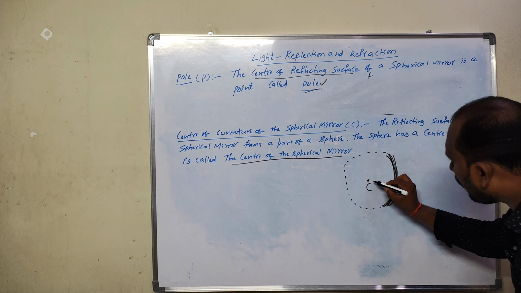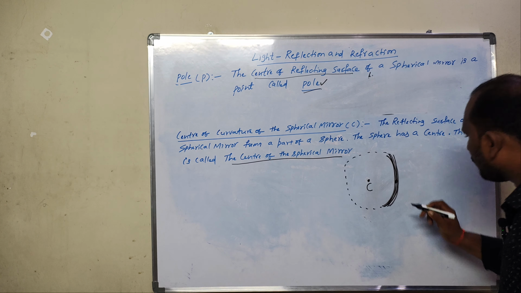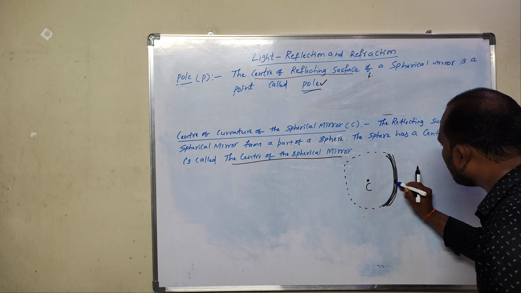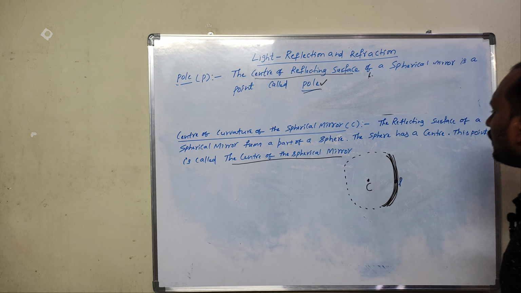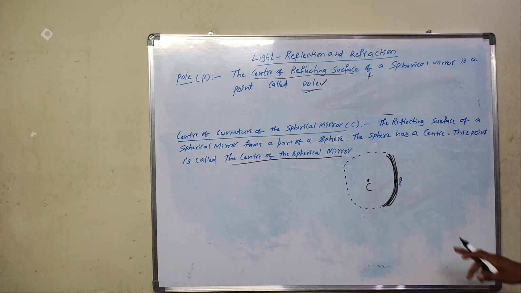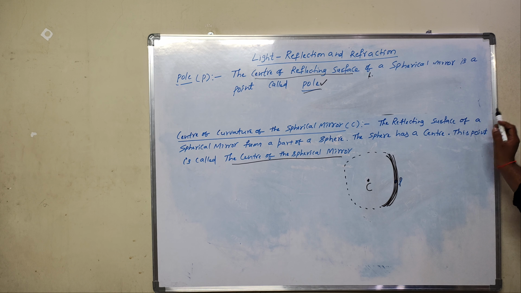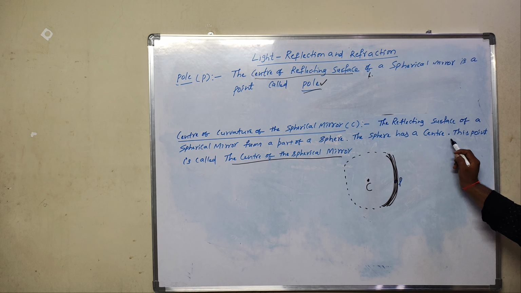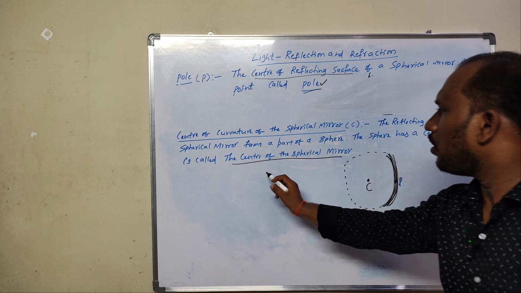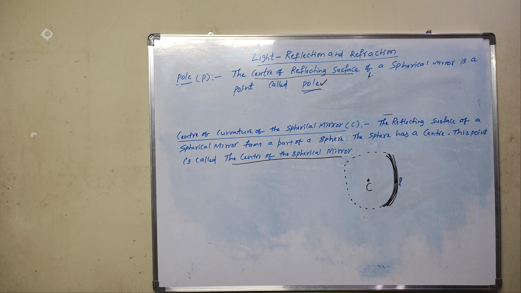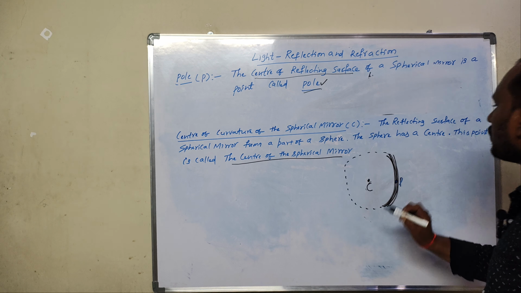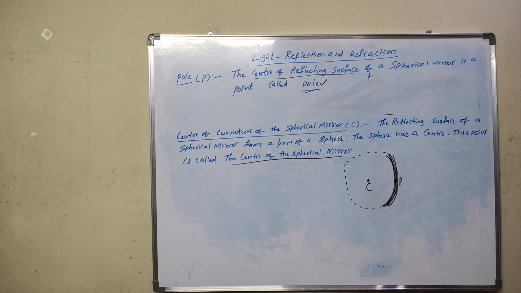This is already P here, and this is what is known as C. So P is the pole and C is the center of curvature. Till now I hope you understood. The reflecting surface of a spherical mirror forms a part of a sphere. The sphere has a center. So C is called what? Center of curvature of a spherical mirror. I hope you understood.